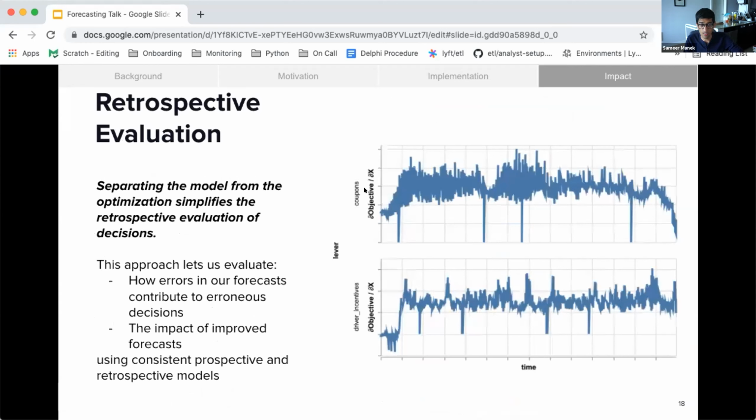And an example of that is shown here. We can look at the partial derivative of the objective with respect to coupons or with respect to driver incentives. And we can actually answer how much better a decision we could have made. Additionally, separating the model from the optimization also simplifies the retrospective evaluation of decisions. We're able to use consistent prospective and retrospective models.